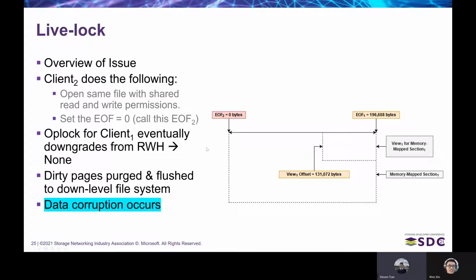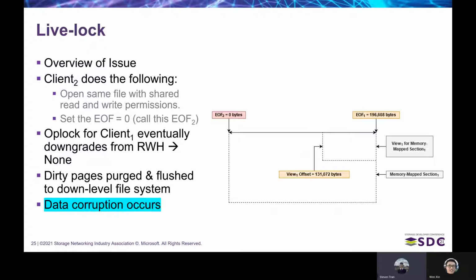And we can go to the next part of the slide. So let's head over to our second client machine and have it open this very same file, and we open it with the same shared read and write permissions. And once this completes, we should expect our first client machine to have its oplock downgraded to just read handle, RH. It will no longer have the W oplock at this point.